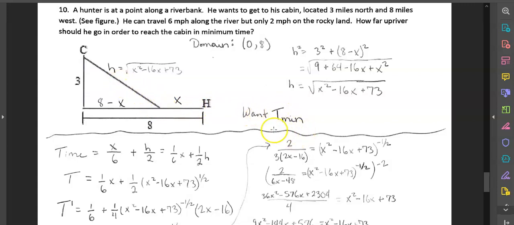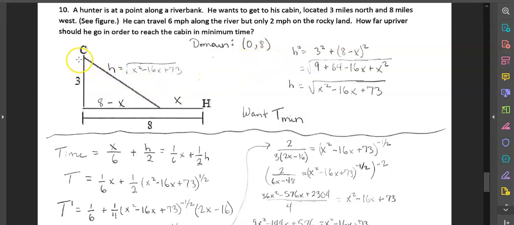So you want to minimize the time. He's walking along the river, which has a total distance of 8, and it's asking how far does he need to go upriver before he hikes through the rocks to get there in a minimum time. So again, we're minimizing time. Because he's walking along this river for some distance, we know that the most that he can go is 8, and 8 is our limit. You know he's not going to go backwards into the negatives because he's trying to get there in minimum time. So that's why our domain is between 0 and 8.